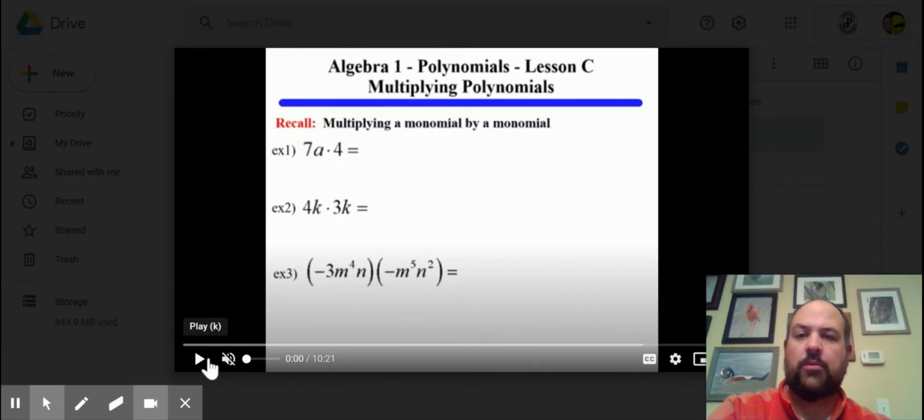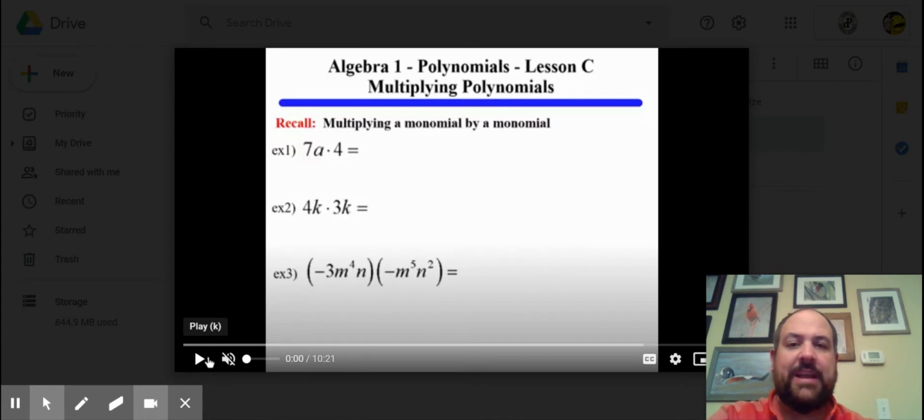So what I did was I already recorded this, and I'm going to narrate over it so you have an idea of what's going on. Hopefully that cuts down on some of the wobbling in the video down there in the bottom right hand corner from the webcam. So let's take a look at multiplying polynomials.